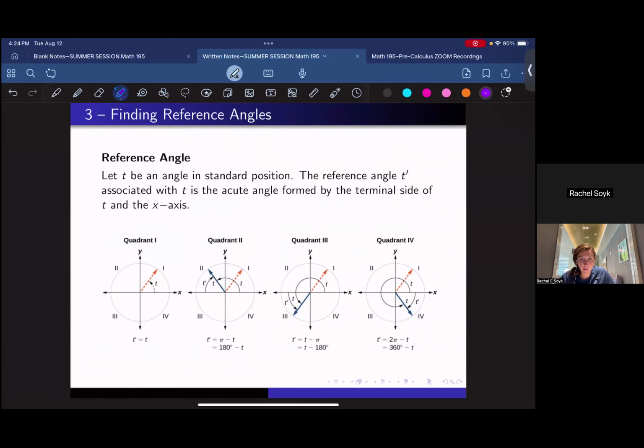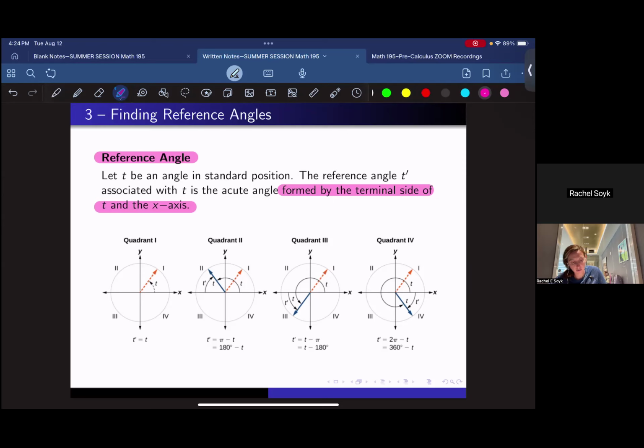Now we're at our reference angles. Now, reference angles, I'll try and make this as simple as possible for you, but they're simply the angle that is associated with your terminal side and the closest x-axis side. And what do I mean by that? Well, let's look at our first quadrant.